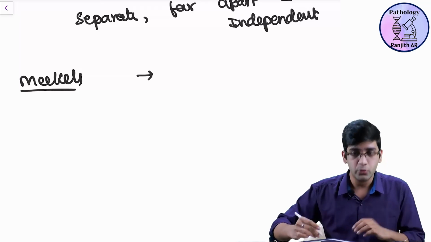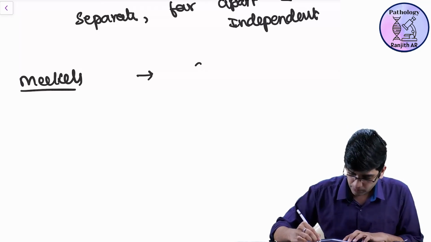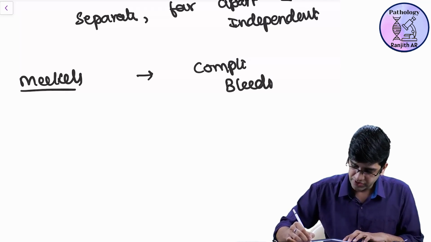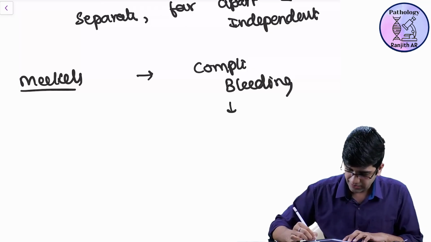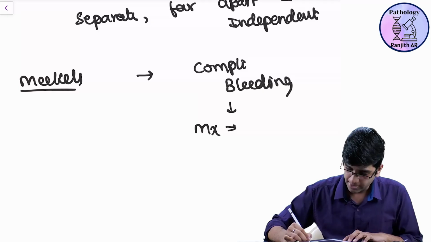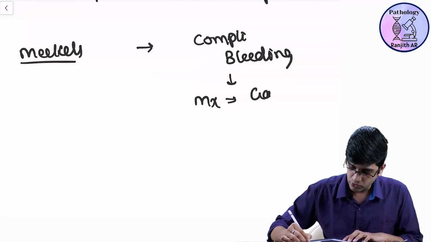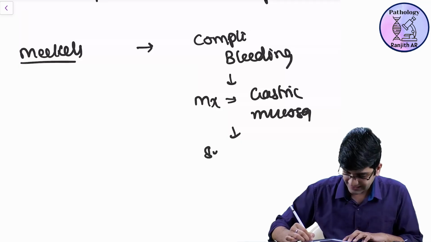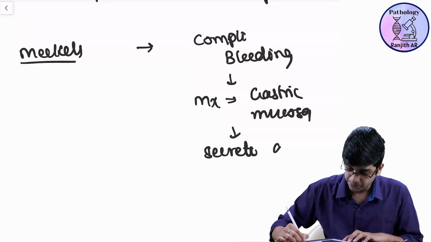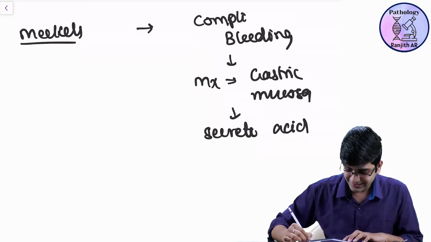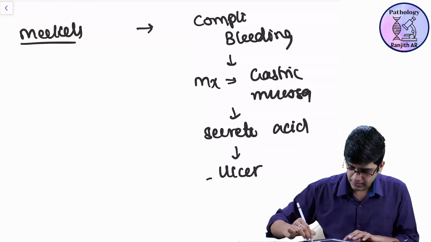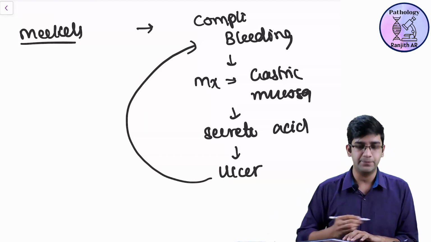Meckel's diverticulum, one of the complications of Meckel's diverticulum is bleeding. The reason why Meckel's diverticulum bleeds is, I'm writing MX for microscopy, you're going to have gastric mucosa in Meckel's diverticulum. This gastric mucosa is going to secrete acid, that's why it functions independently. When it secretes acid, obviously there is a chance of an ulcer. I'm not saying you will always have an ulcer, but you will have an ulcer, and this ulcer will obviously bleed.